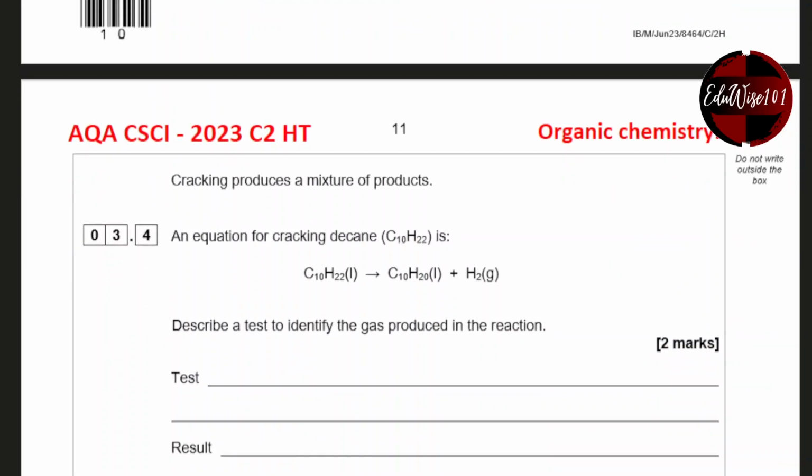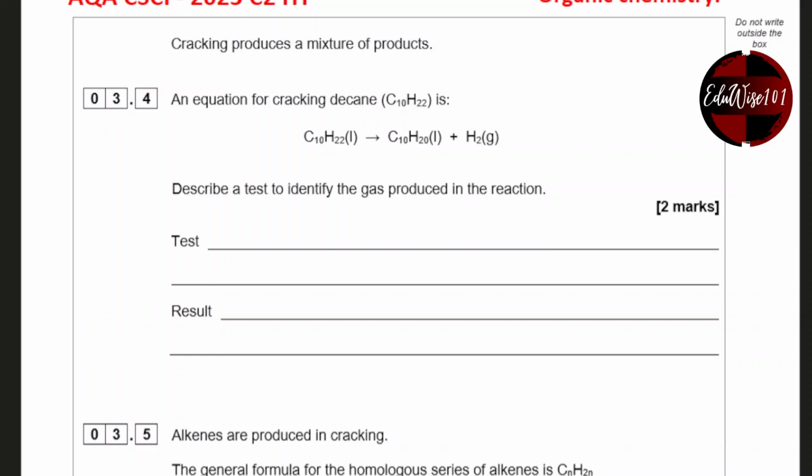Cracking produces a mixture of products. So as you can see, the equation for cracking decane, C10H22, is broken down into C10H20 plus hydrogen gas. Describe a test to identify the gas produced in the reaction.